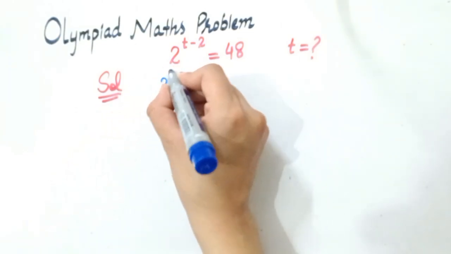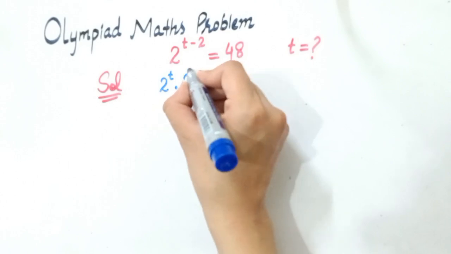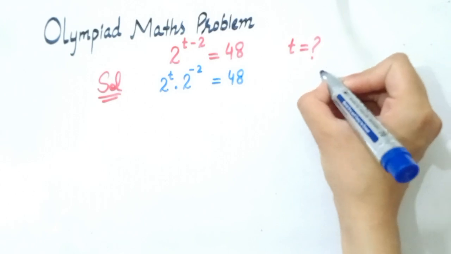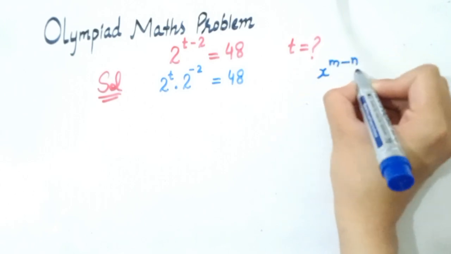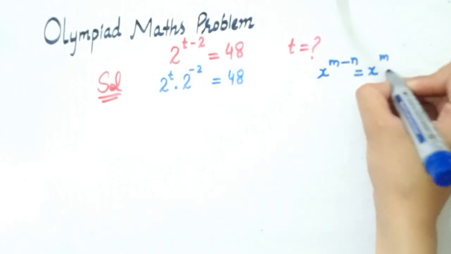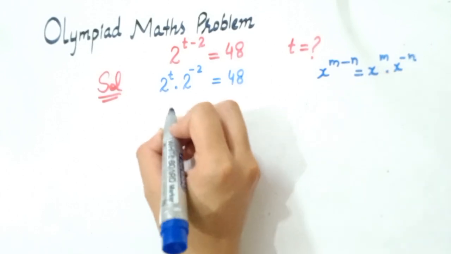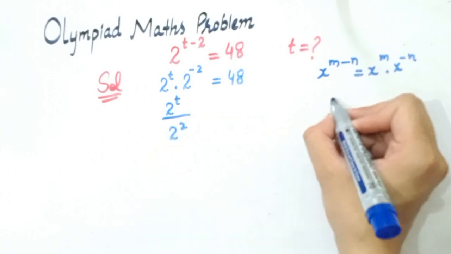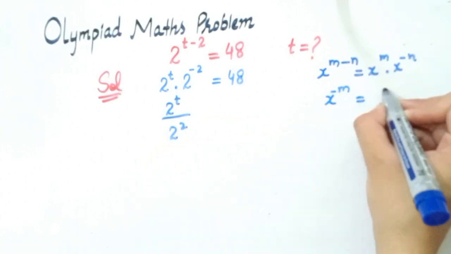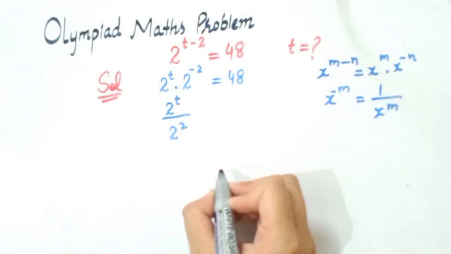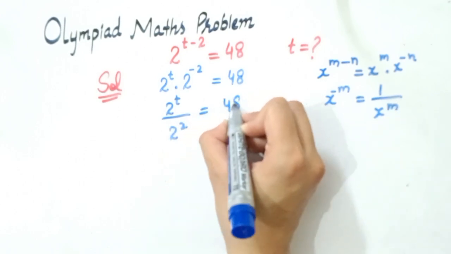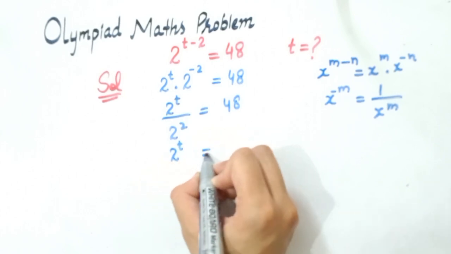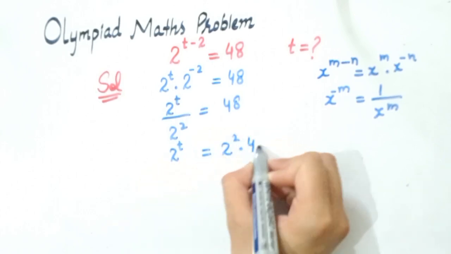So we get 2 raised to power t into 2 raised to power minus 2 equals 48, because we know that x raised to power m minus n can be written as x raised to power m into x raised to power minus n. Then we will write 2 raised to power t divided by 2 square, because we know that x raised to power minus m can be written as 1 by x raised to power m, that equals 48. Now we have 2 raised to power t equals 2 square into 48.